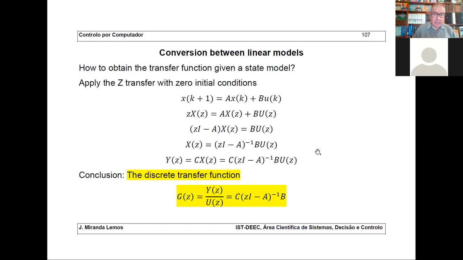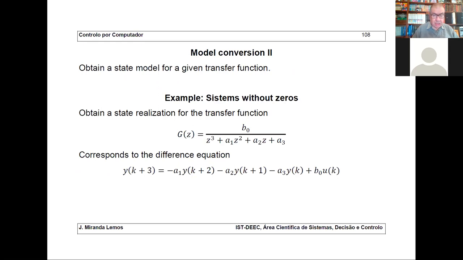In this slide you can see how, if I give you a state model, you can obtain the transfer function. Okay, now let's consider the opposite or converse problem. Suppose that I give you the transfer function, how can you obtain a state model? Actually, the answer is not unique in this case. If I give you a state model, there is only one transfer function that matches that state model, but there are many state models for a given transfer function.